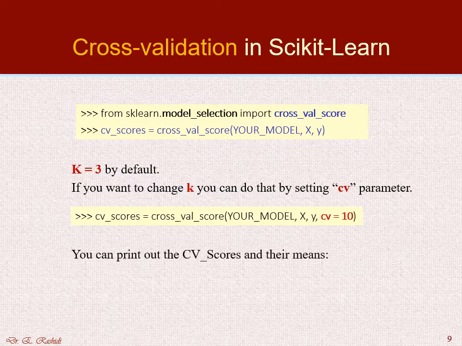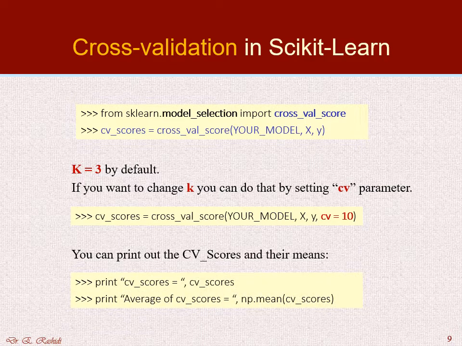You can print out the cross-validation score computed here, assigned to this, for example, as follows. Print cross-validation scores and then the name of the variable. You can also print out the average performance using the average score by using the numpy mean function and then give it all of the cross-validation scores.